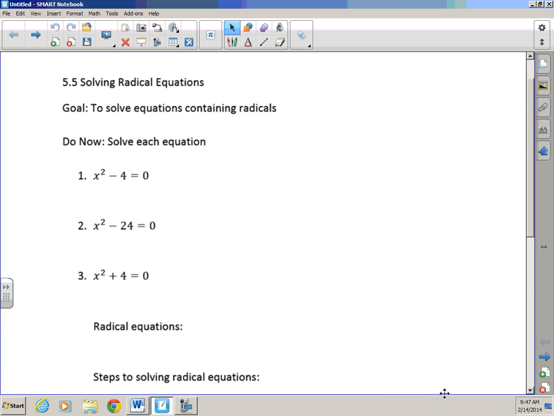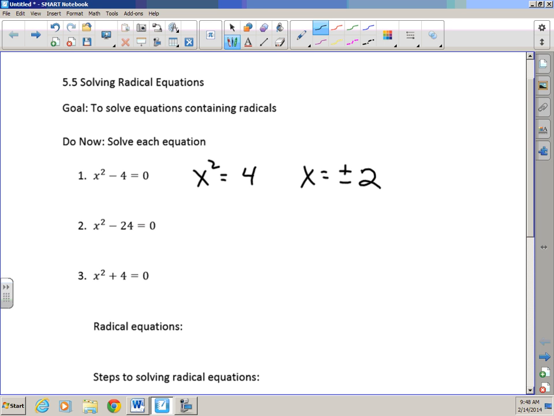What we're going to cover today is how to solve equations that contain radicals. But before doing that, let's just take a look at the do now, because it's similar in concept to what we're talking about. If we have x squared minus 4 equals 0, hopefully you now realize that it's much simpler to solve this by using radicals, because I can just isolate the constant, take the square root of each, and I'll get x is plus or minus not 4, but 2.